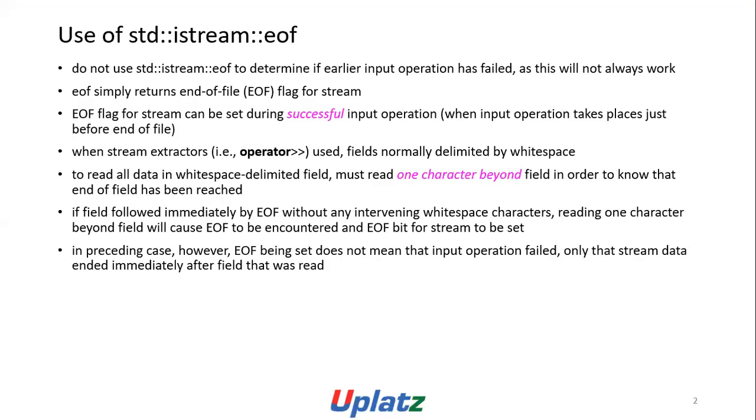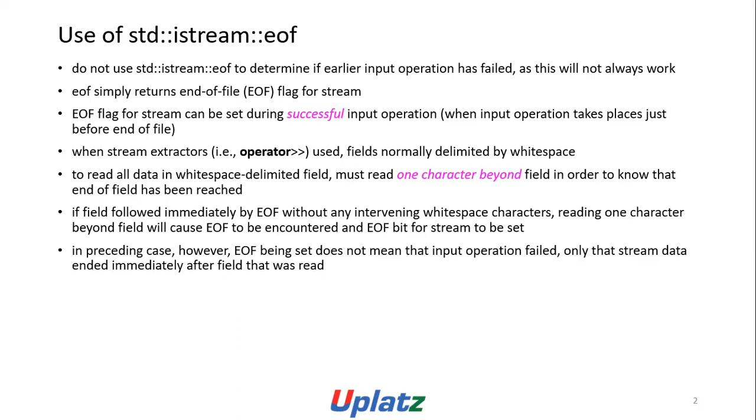Use of std::istream::eof. Do not use std::istream::eof to determine if an input operation has failed, as this will not always work. eof simply returns the end-of-file flag for the stream. The EOF flag can be set during a successful input operation when the operation takes place just before the end of the file. Stream extractors operate on fields normally delimited by white space. To read all data in a white space delimited field, it must read one character beyond the field in order to know that the end of the field has been reached.